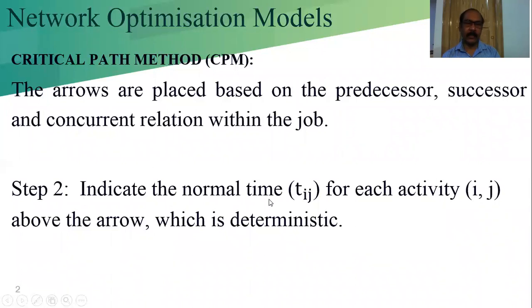Step 2, indicate the normal time Tij for the activity Ij above the arrow, which is deterministic. CPM, the critical path method, is a deterministic model. We will learn that part later on. PERT, project evaluation review technique, is the probabilistic model.